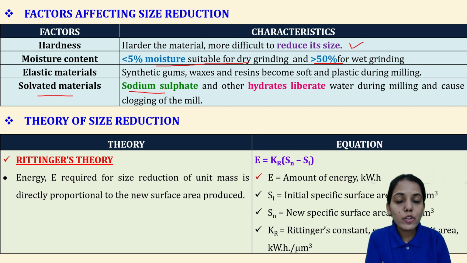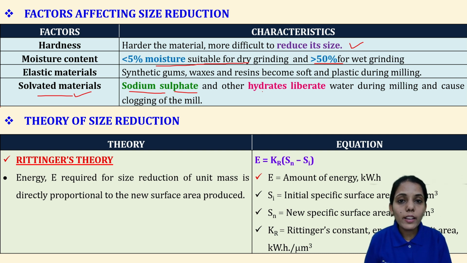So what happens? Solvated materials, sulfate and certain hydrates. Hydrate means they have water molecules present in their crystalline structure. So that is nothing but hydrate. Apart from hydrate, if any other solvent is there, it is known as solvate. So what happened during the size reduction? Because we are breaking the crystalline structure, the water will liberate, and because of that, the clogging of the mill occurs. So we have to be careful whenever using solvated material. So these are the certain factors which will affect the process of size reduction.